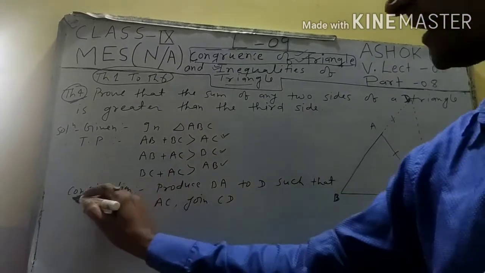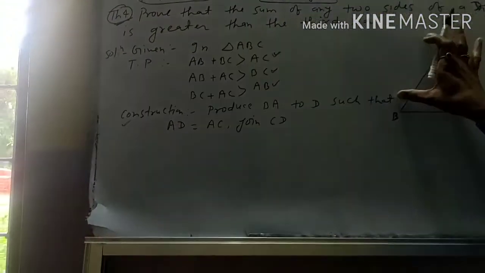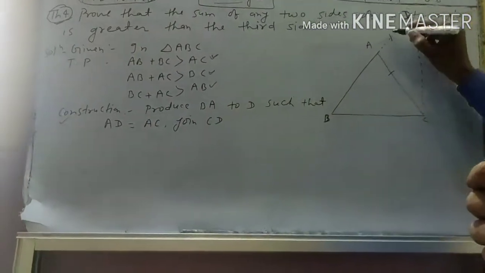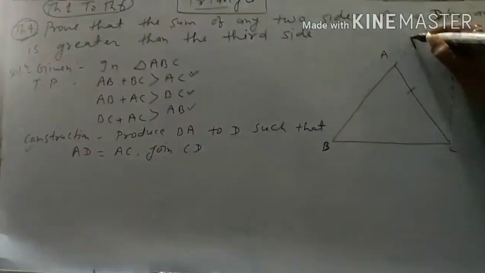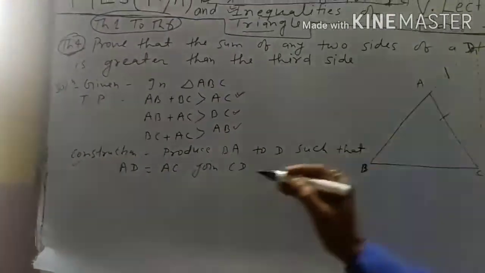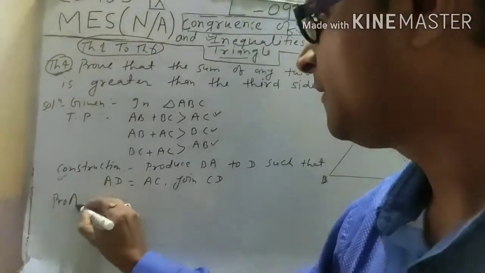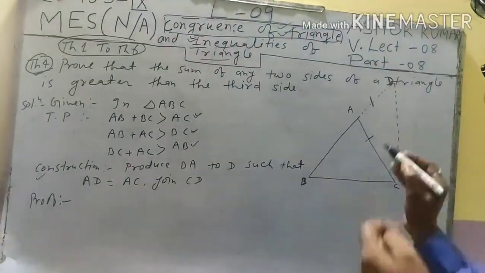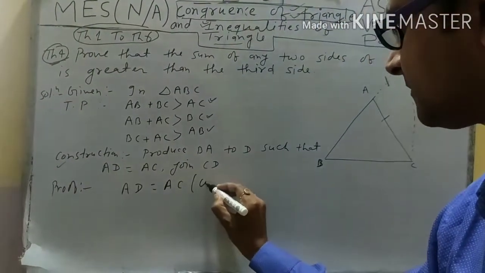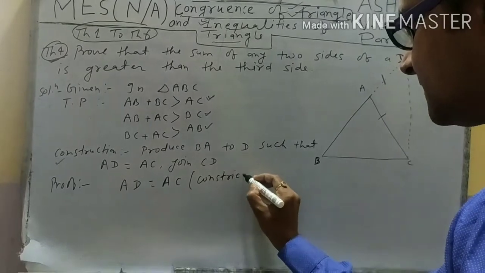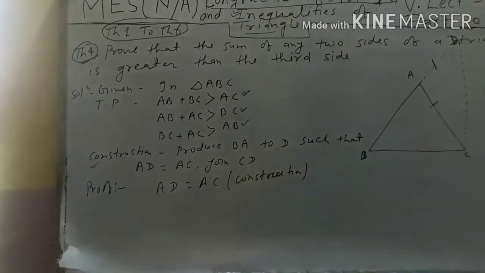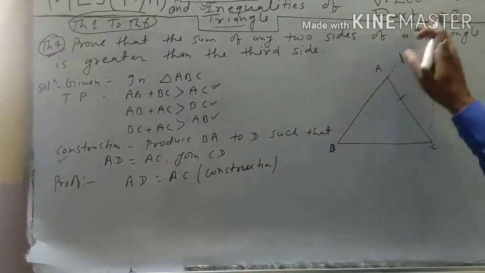Construction: produce BA to D such that AD is equal to AC. This is your construction part. Here, students, this side is equal to this side. And join CD. Okay, students, look at the proof. AD is equal to AC by construction.